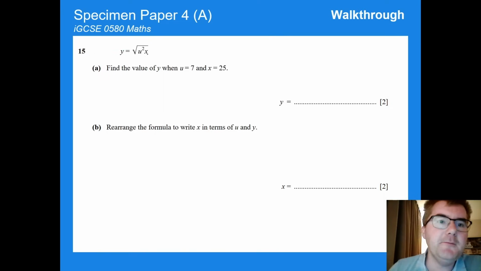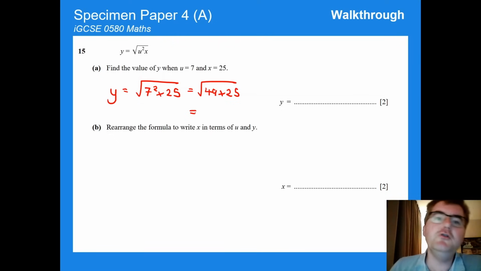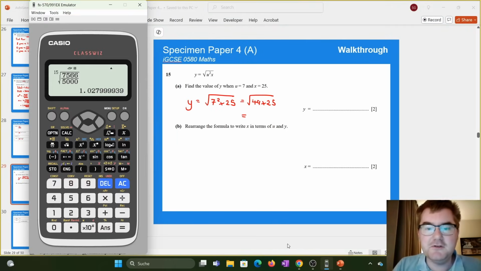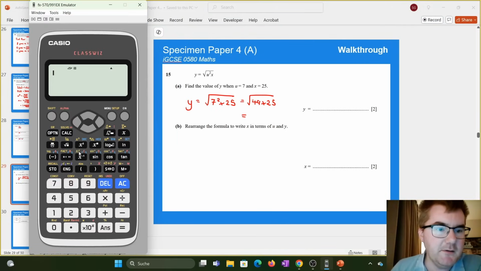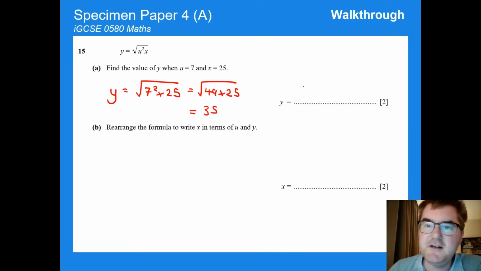So we've got a little bit of algebra. So y is equal to the square root of u squared x. Find the value of y when u is 7, x is 25. So we put it into here. We have u is 7, so 7 squared times 25. So that gives us 49 times 25. I mean, we could do non-calculator methods here, but I think we can just use the lazier calculator approach on this paper. So we type in the square root of 49 times 25, and that gives us 35 as our answer.